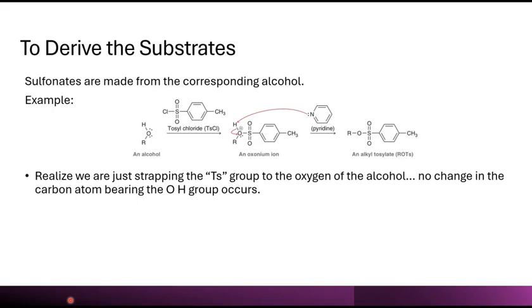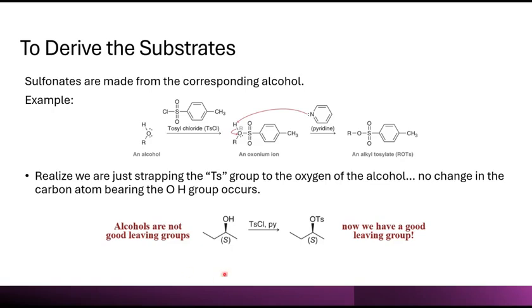Realize that we are just strapping the Ts group to the oxygen of the alcohol. There is no change in the carbon atom bearing that OH group. So if we have an S chiral center, it stays S. But we have changed the alcohol, which is a bad leaving group, to OTs, which is a good leaving group. The reagents that we use are TsCl with pyridine as the base to deprotonate the oxonium ion.